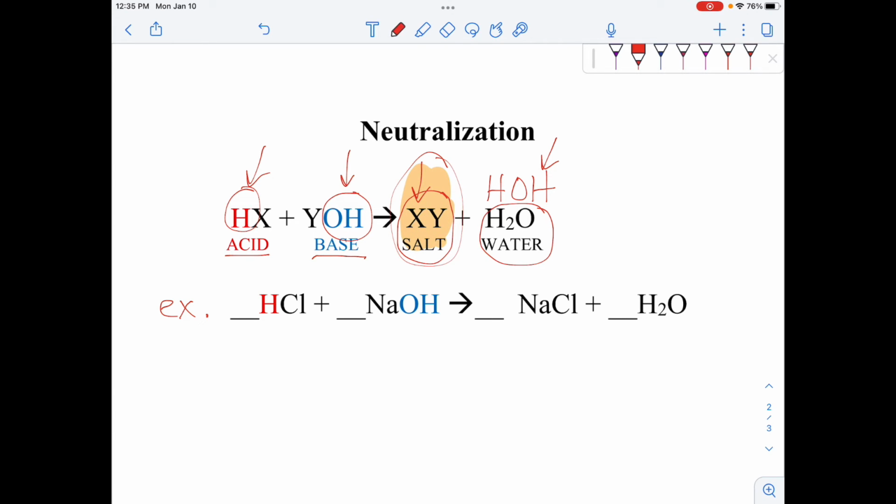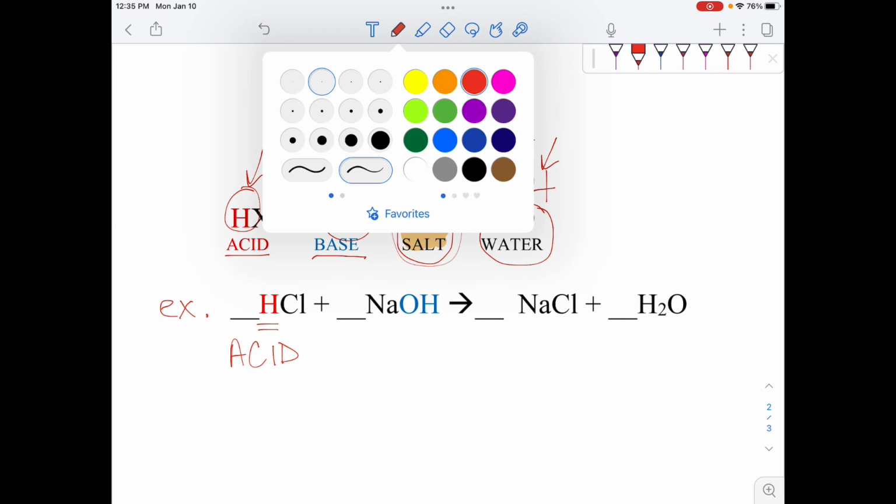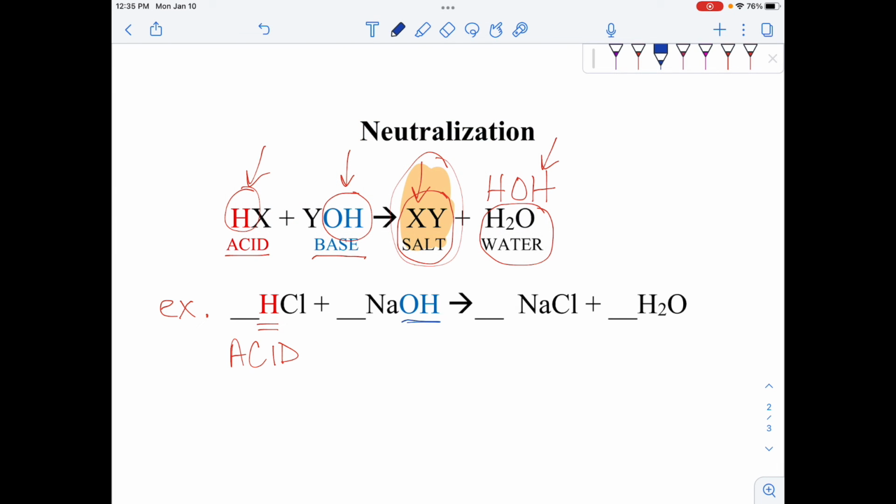So for example, down here, HCl we recognize has an H. That makes it our Arrhenius acid. NaOH we recognize has the OH or hydroxide. That makes it an Arrhenius base. So if we add these two together, the H and OH is the same substance as H2O or water. And then we're left with chlorine and sodium.